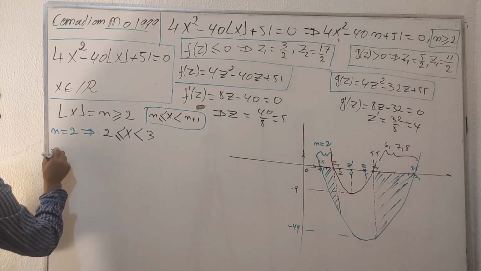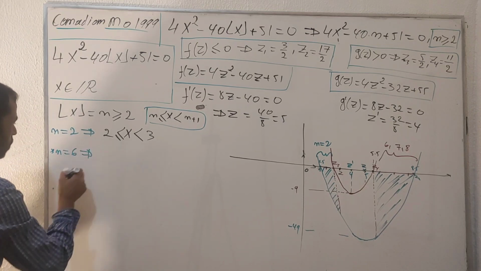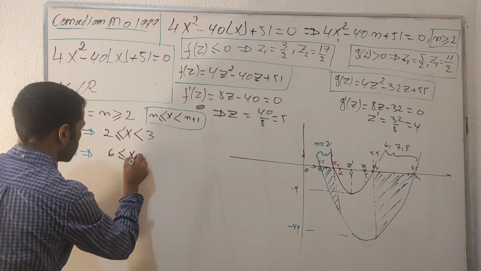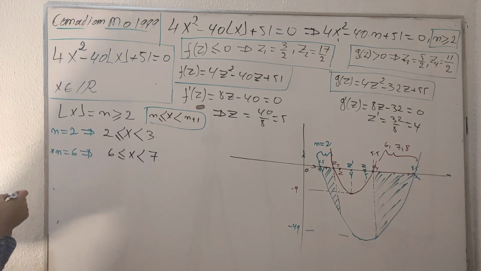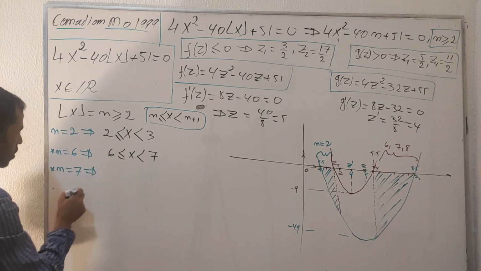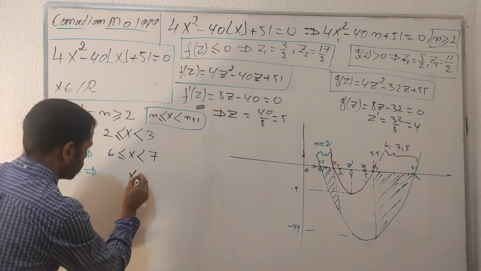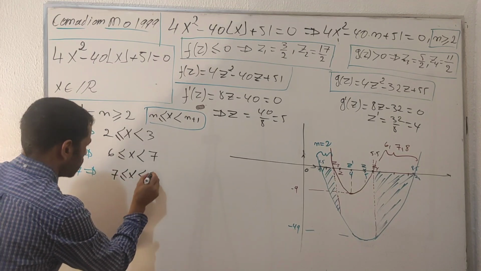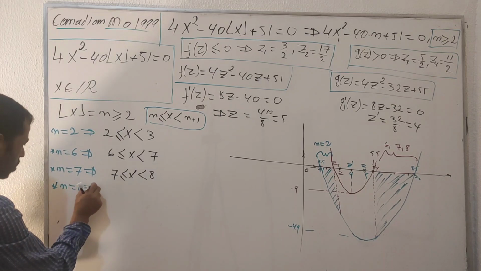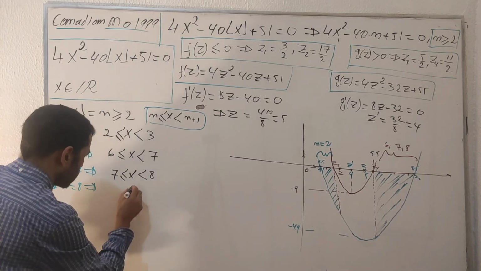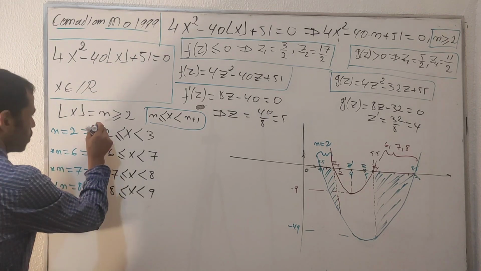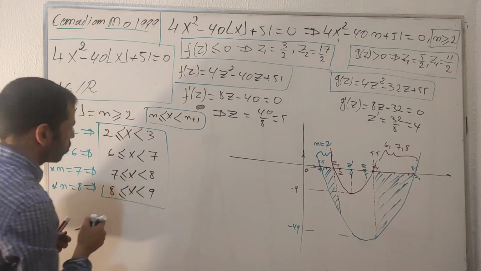For the second value, I get n equals 6. I will have another solution, which is 6 is inferior to x, strictly inferior to 7. Okay. For the other value, I get n equals 7, which implies x will be between 7 and 8. Lastly, I get n equals 8, which is x between 8 and 9. Okay. So this is the 4 solutions for x that we have.